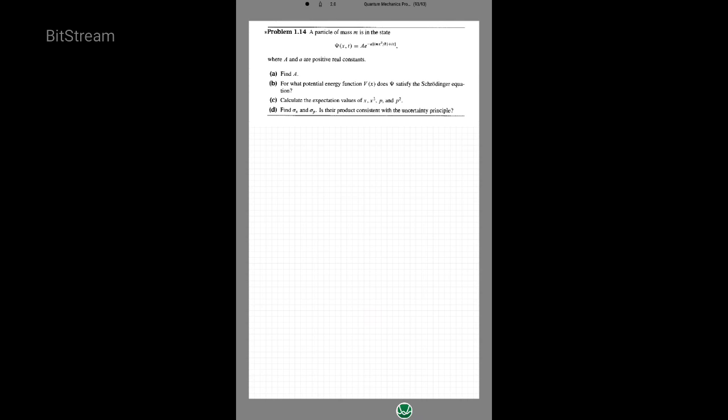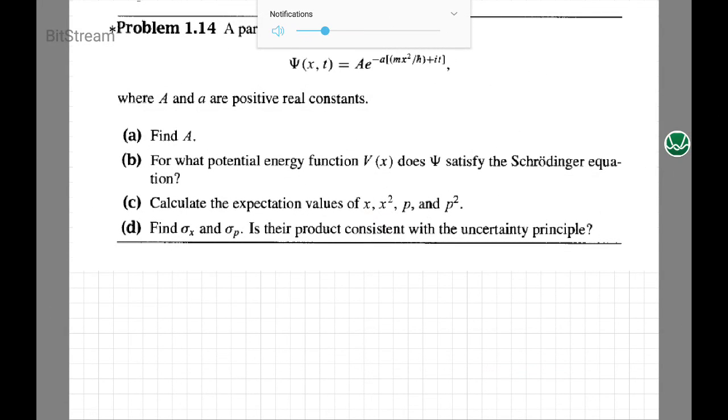Chapter 1 for Griffiths' Introduction to Quantum Mechanics. And that's problem 1.14. This is not a hard problem. It's a little lengthy, but it's not bad. It just pretty much encompasses all the stuff that we've done thus far. Normalizing, finding the potential energy to satisfy the Schrodinger equation, and getting these expectation values so we can actually compute out the uncertainty.